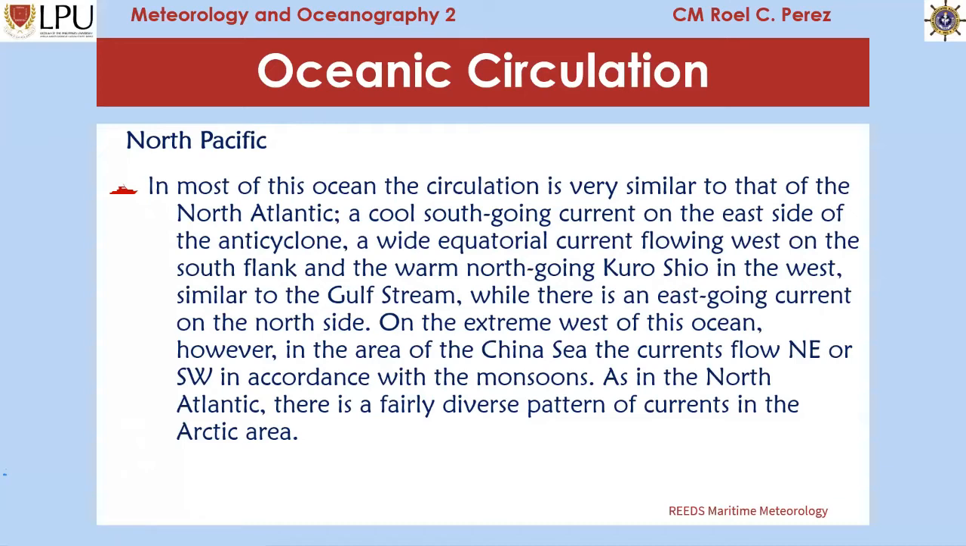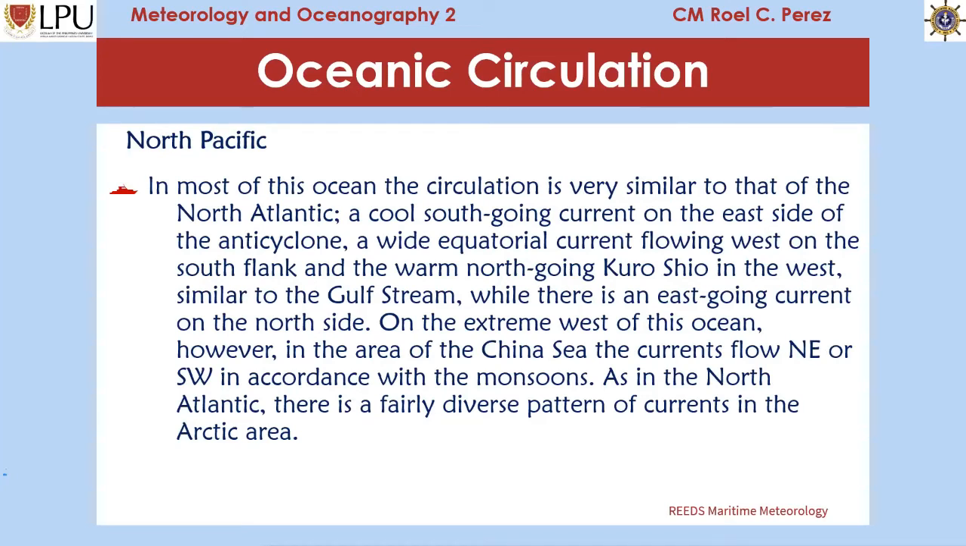Okay, North Pacific, in most of this ocean, the circulation is very similar to that of the North Atlantic. A cool south-going current on the east side of the anticyclone, a wide equatorial current flowing west on the south flank, and the warm north-going Kuroshio in the west, similar to the Gulf Stream, while there is an east-going current on the north side on the extreme west of this ocean. However, in the area of the China Sea, the current flows northeast or southwest in accordance with the monsoons.